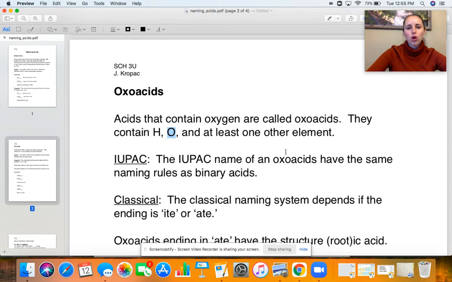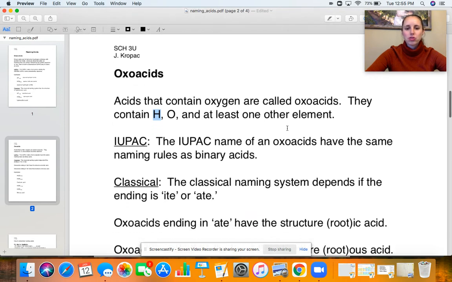So in this case, we're always going to be dealing with at least 3 atoms. One of them is going to be a hydrogen, one of them is going to be an oxygen, and the other is going to be some sort of other element. The fact that we've got hydrogen bound to at least 2 elements means that we're going to be using a lot of polyatomic compounds. Essentially, an oxo acid is a hydrogen with a polyatomic compound bound to it.